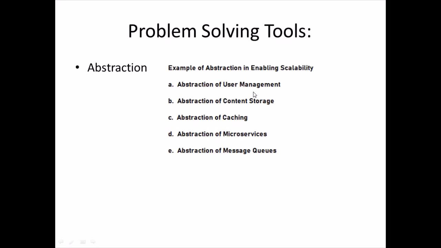Now, that will take us to abstraction of microservices. Microservices architecture provides scalability benefits by breaking down the system into smaller independent services. Each microservice can be abstracted to focus on a specific function such as user authentication, content moderation, or notifications. This abstraction enables each microservice to scale independently by deploying multiple instances of the service and load balancing the incoming requests.